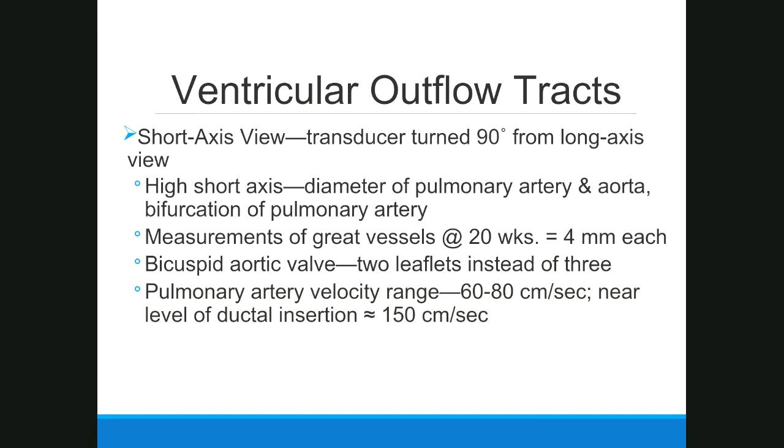At 20 weeks gestation, if you measure the diameter of the great vessels, roughly 4 millimeters is what you're looking for. If there's a stark difference between the measurement of the two, you need to document it. Let's see if we need to do Doppler evaluation, spectral Doppler evaluation. We can drop a cursor into the pulmonary artery, and it should be roughly 60 to 80 centimeters per second. As we get closer to the ductus arteriosus, that shunt between the pulmonary artery and the aorta, the velocity increases drastically, and you're going to see roughly 150 centimeters per second there.